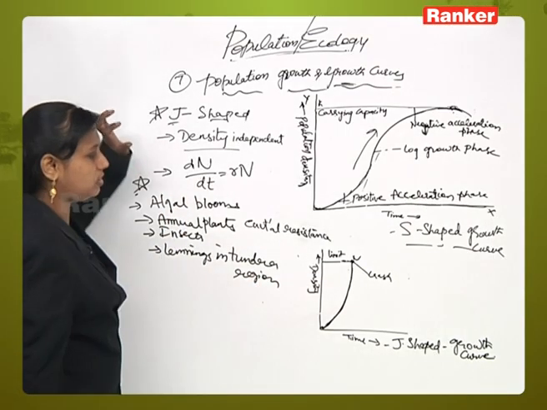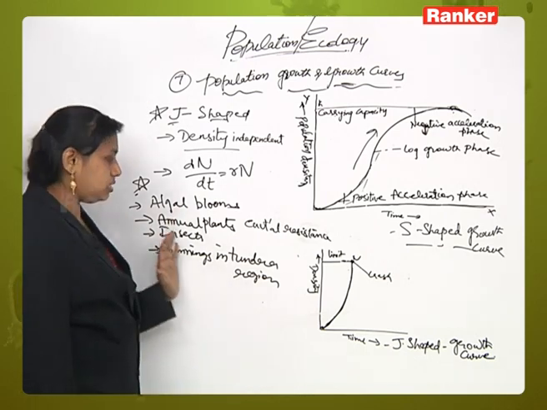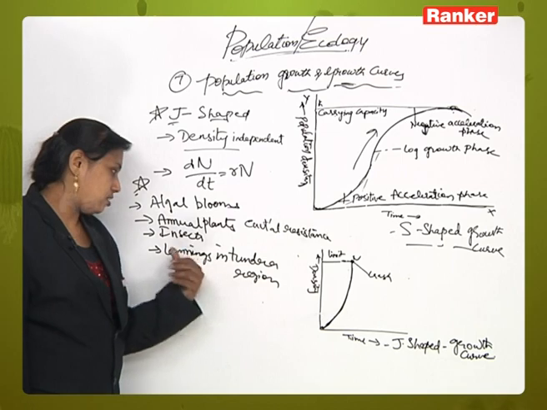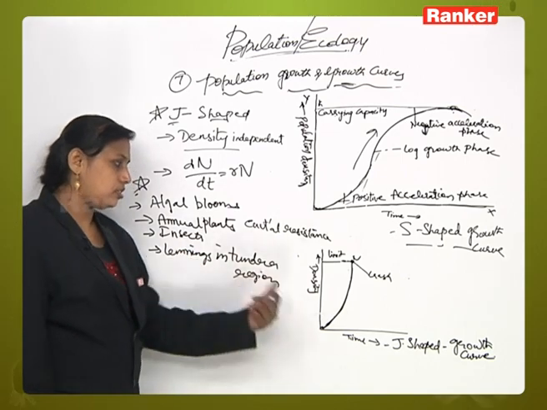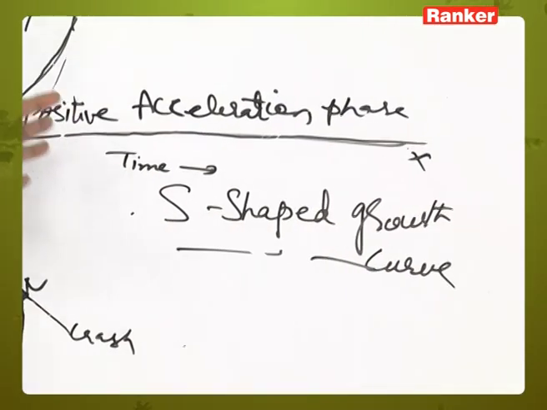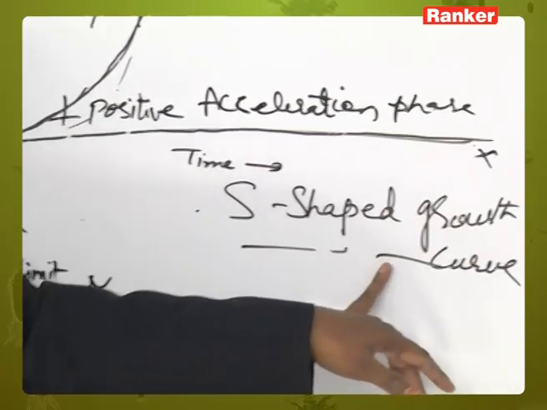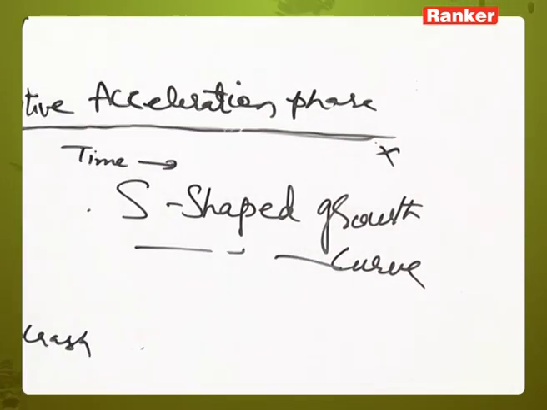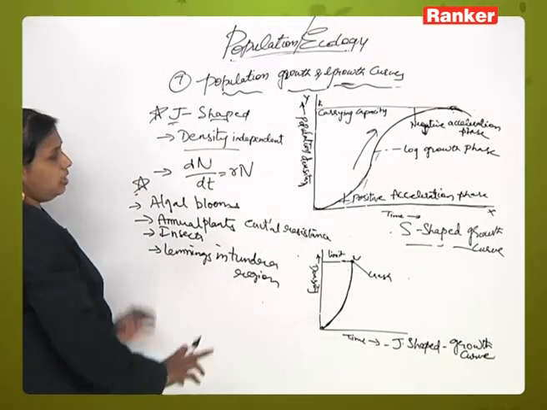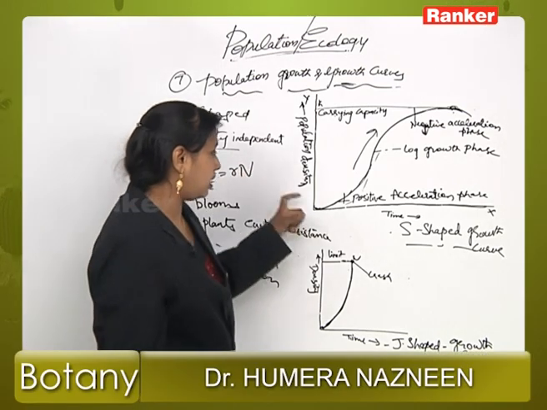They will ask a question, for example, in algal blooms, which type of growth curve is seen? In insects, what type of growth curve is seen? J-shaped. And for plants belonging to laboratory, or all those microorganisms, which type of growth curve is seen? That is S-shaped. So this ends the growth curves. This is a very important topic to be taken into consideration.